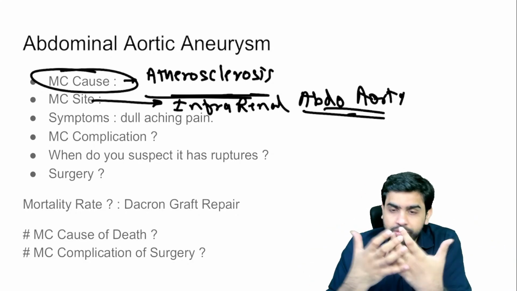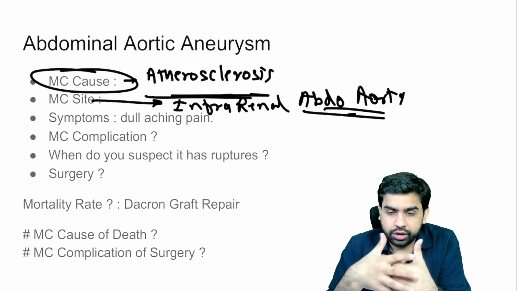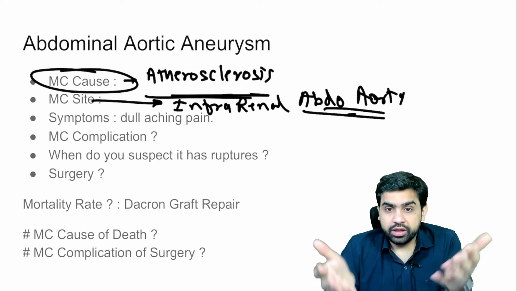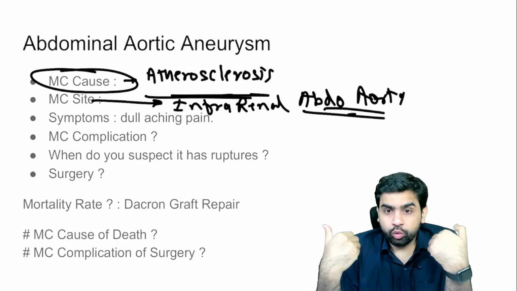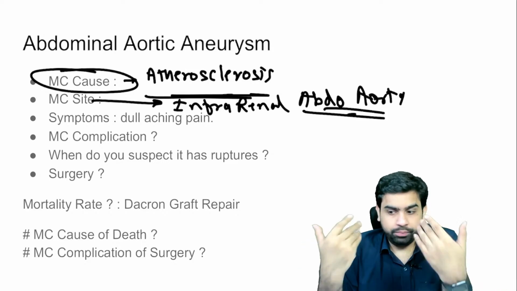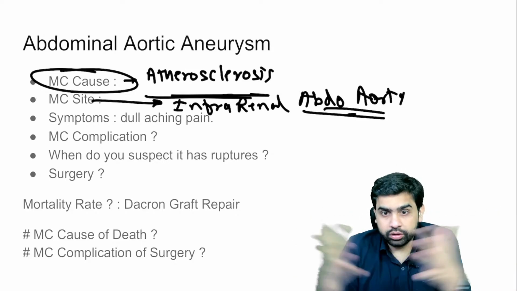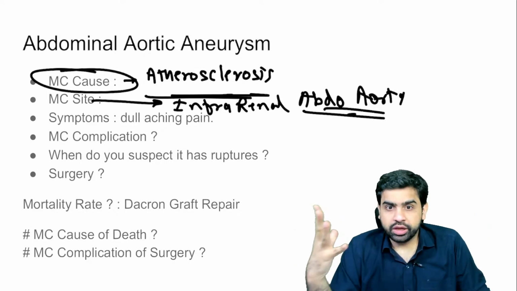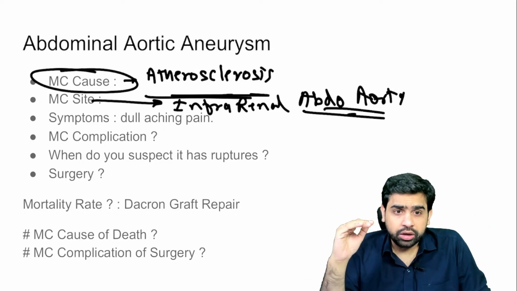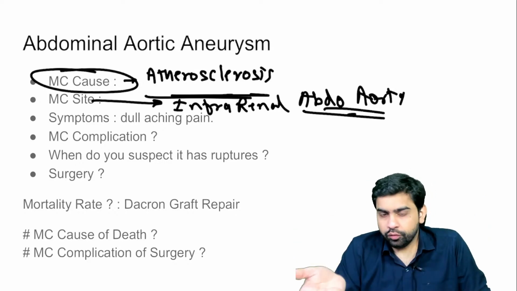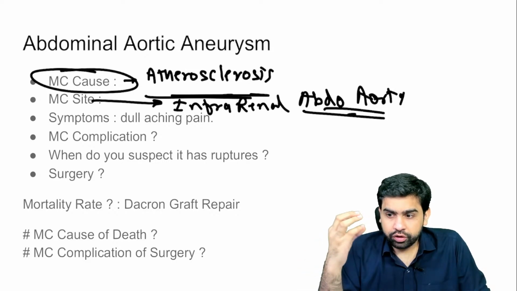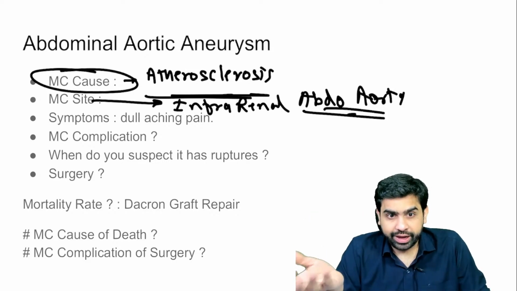Sometimes the rupture happens, but it is confined by the surrounding tissue, and that is the only scenario where you will be examining this patient. Otherwise, the patients are going to die within a couple of seconds if the abdominal aorta ruptures. Okay, surgery, right? If there is a patient with a suspected rupture, obviously the surgery has to be done.